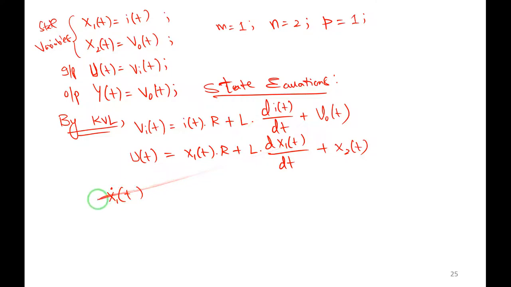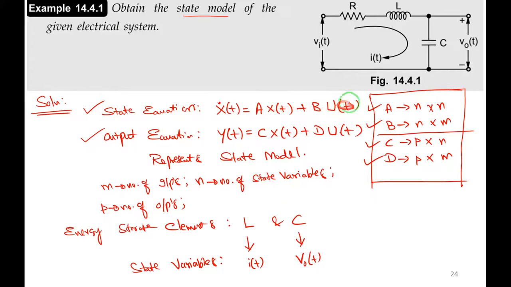So let me write one more step. L into x1 dot of t, right? So first I will write the state equations. If this is kept here, these things will be moved. Minus r into x1 of t. We are taking this side, so minus x2 of t. First we are writing state equations because first x should come, then input u.